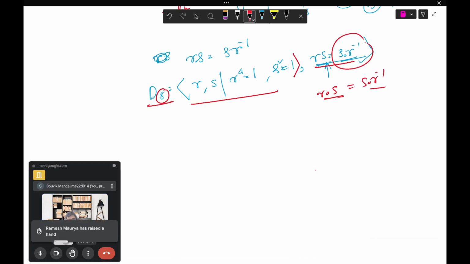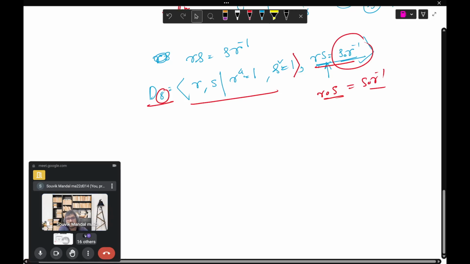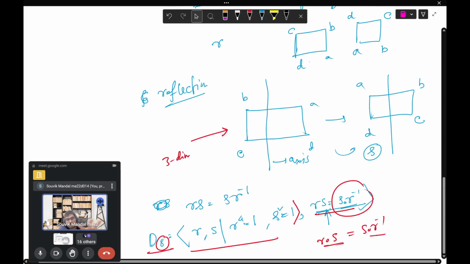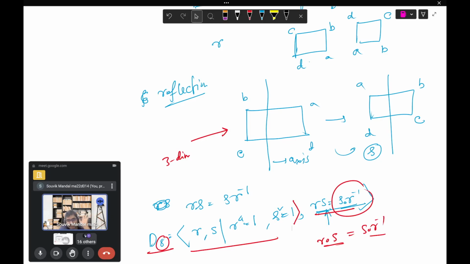Then my question is: if it is already satisfied by the first properties, R to the power 4 equal to 1 and S squared equal to 1, it already satisfies the third statement, that is RS equals S R inverse. Then what is the need to mention here RS equals S dot R inverse? So here we have the geometric description, and from there we have the relation RS equals SR inverse automatically, right? It comes automatically.